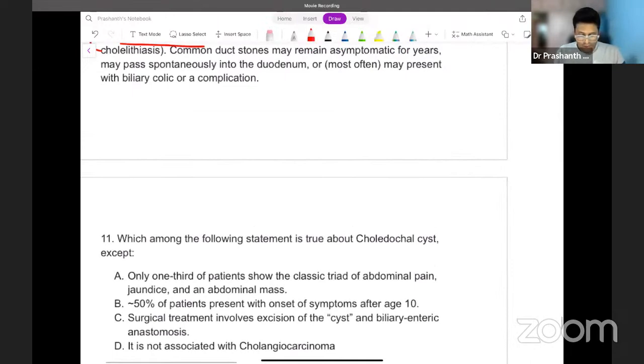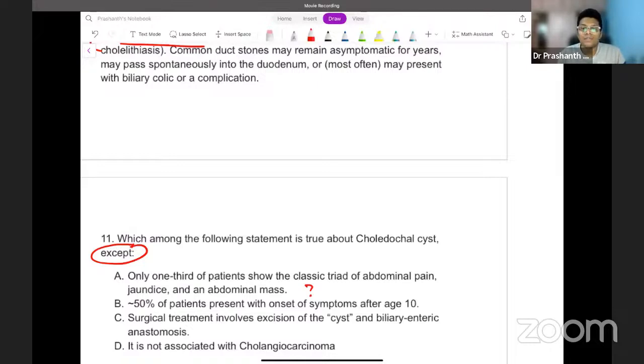Next. Which among the following is true about choledochal cyst? Again, a common question, and it's an except question. So let's go through carefully. Only 1/3 of patients have the classic triad of abdominal pain, jaundice, and abdominal mass. May be true. It is predominantly seen in the younger population. About 50% of patients present with onset of symptoms after age 10. Yes, the majority of them are in the younger age.